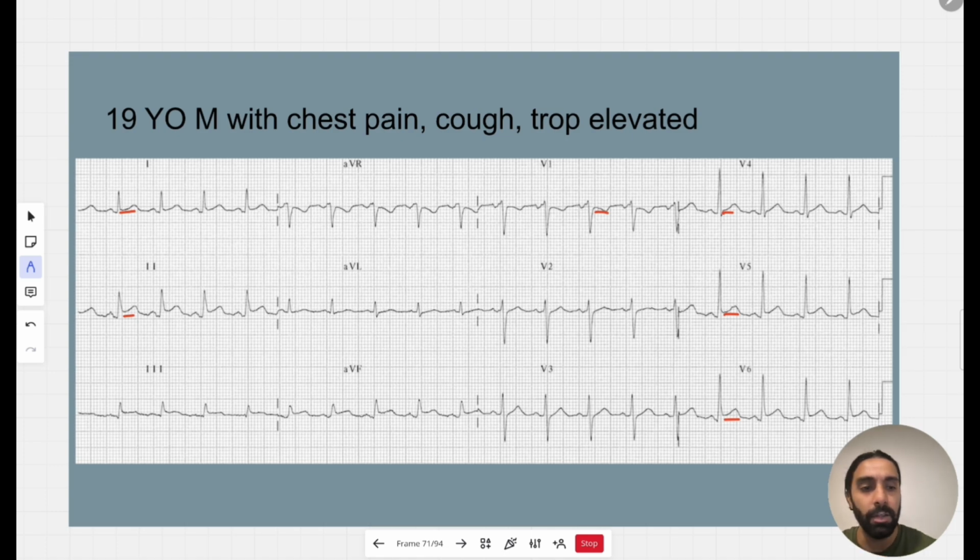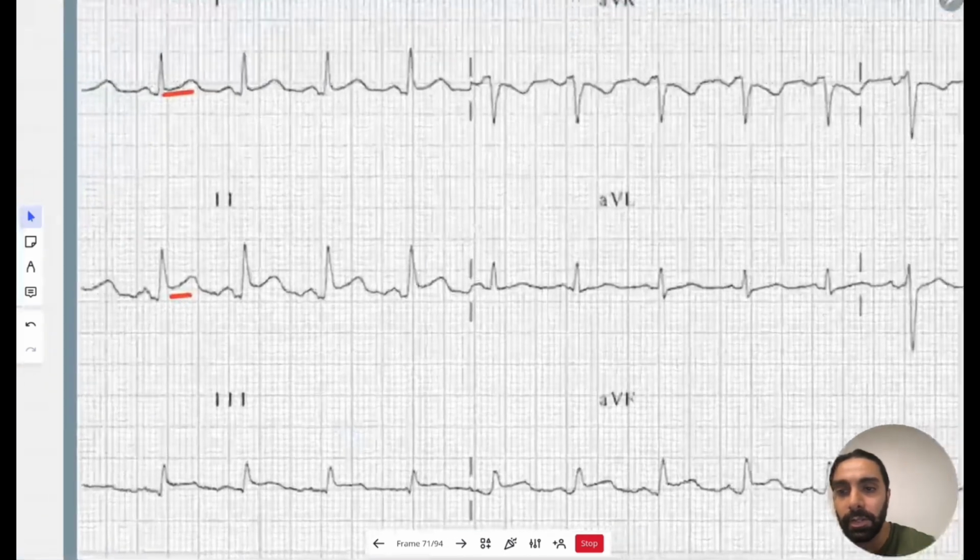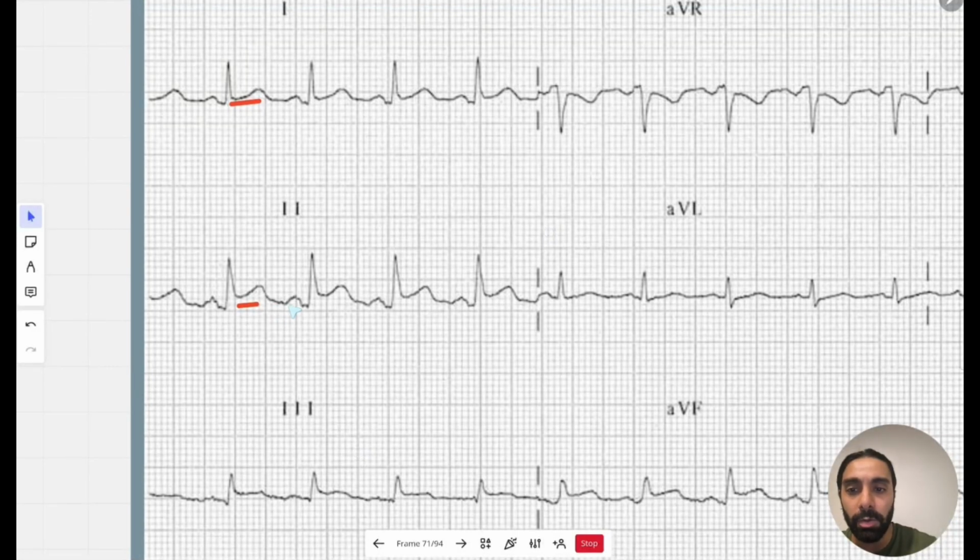So the other thing that I want to show you is the TP segment is always going to be your isoelectric line. So looking at the ST here, it's elevated, and then the PR is actually depressed as well. So it's important to never use these two as your reference point. You should always be looking at the TP segment as your reference point.